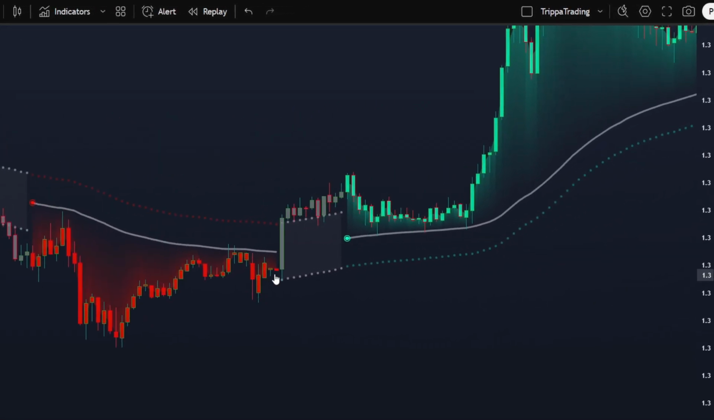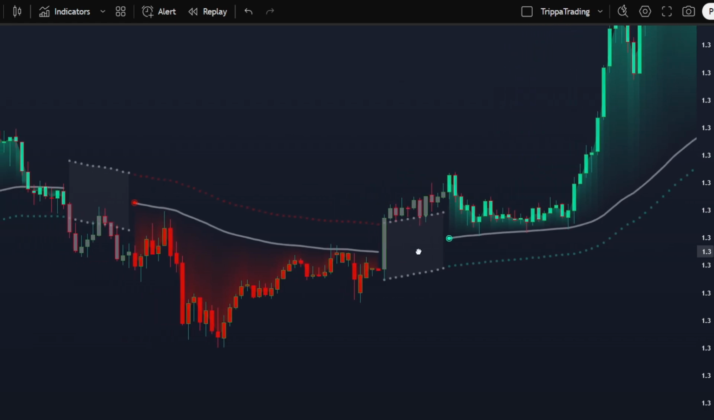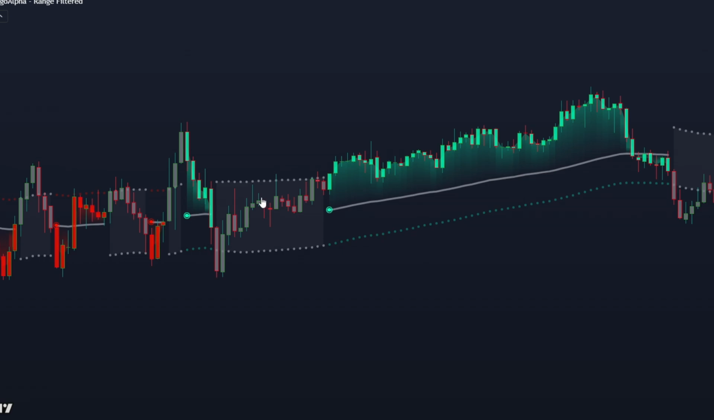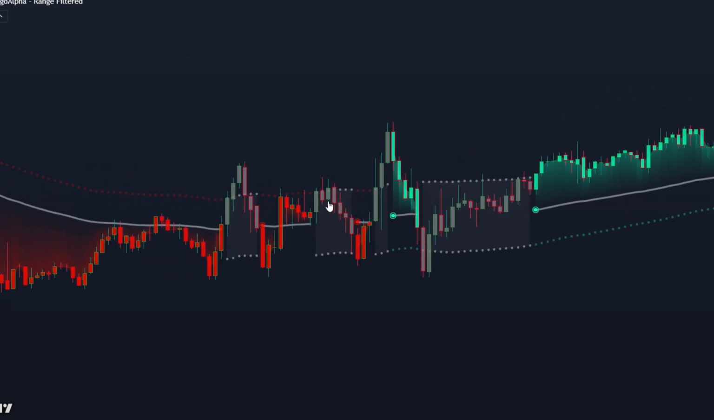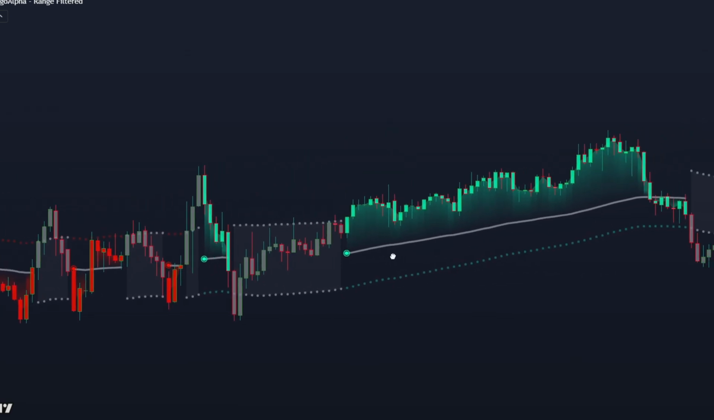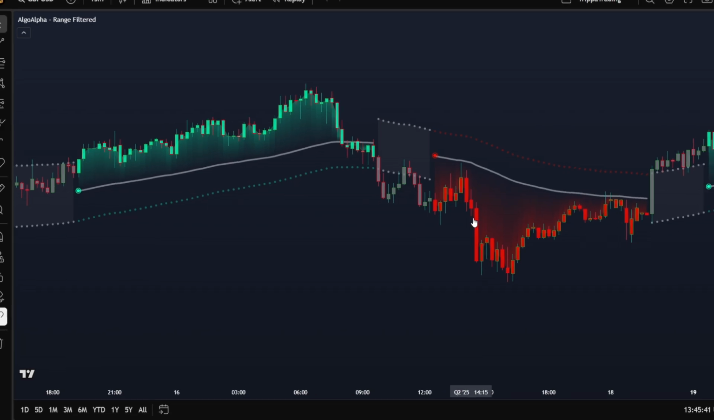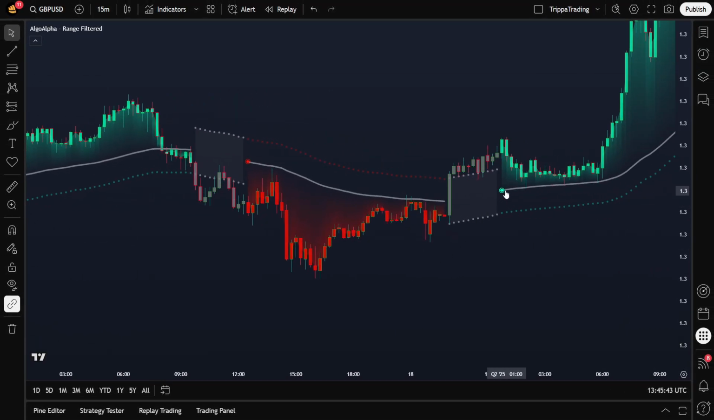The real edge of this tool comes from its ability to distinguish between trending and ranging phases. When price is stuck inside those bands, it's a signal to stay out. But once price breaks those zones with trend confirmation, that's when you act. You're not just reacting to color changes, you're watching price behavior in context with dynamic zones.